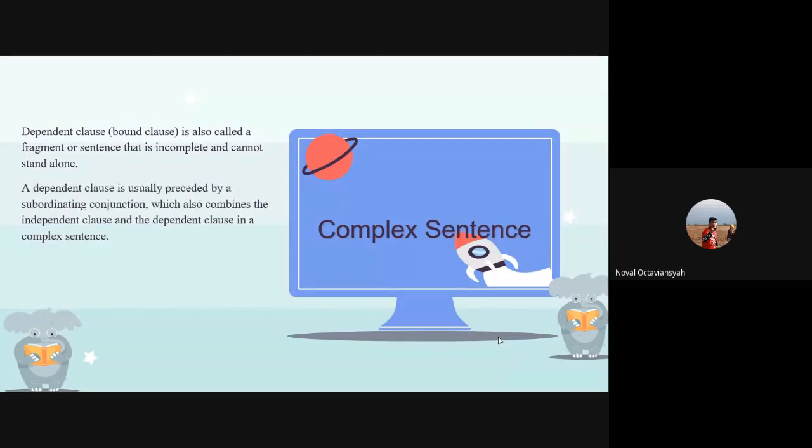A dependent clause is usually preceded by a subordinating conjunction, which also combines the independent clause and the dependent clause in a complex sentence. There are seven coordinating conjunctions in a dependent clause: and, for, so, but, nor, or yet.